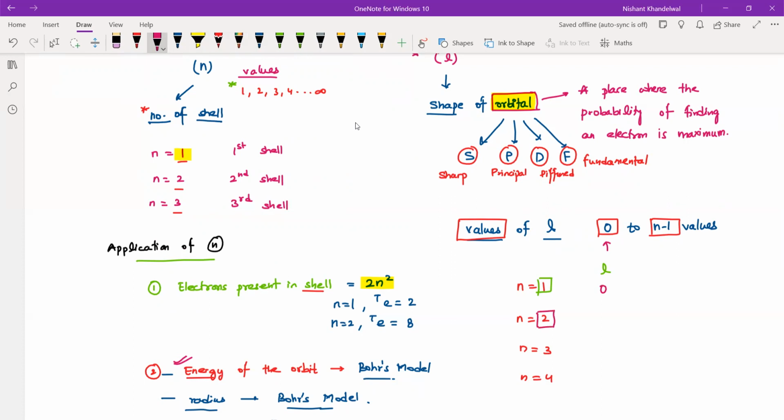Now for n equals 2, can you tell? It's 1, but it can be 0 as well, because it starts from 0 and ends at the maximum value. Now for n equals 3, can you tell me? 0 and 2, but you skipped 1. It is basically whole numbers, because it starts from 0 and goes to n minus 1. Now for n equals 4, can you tell anything?